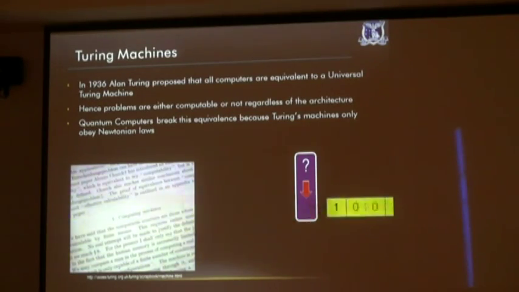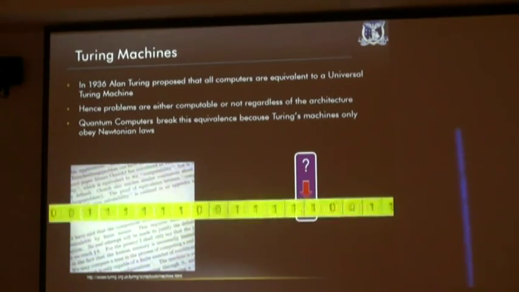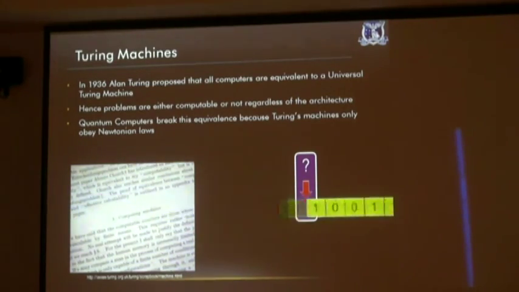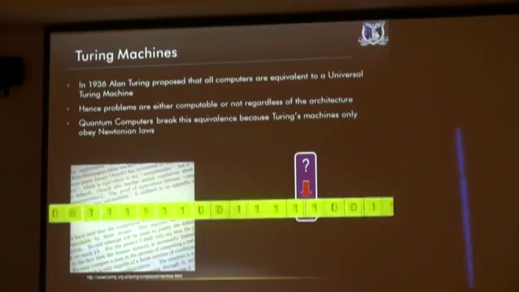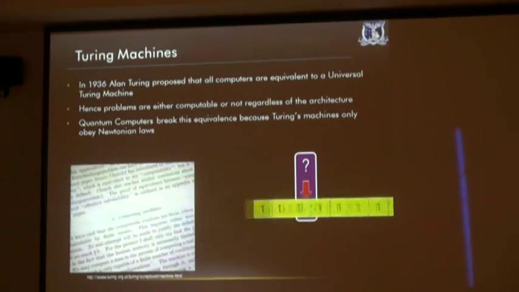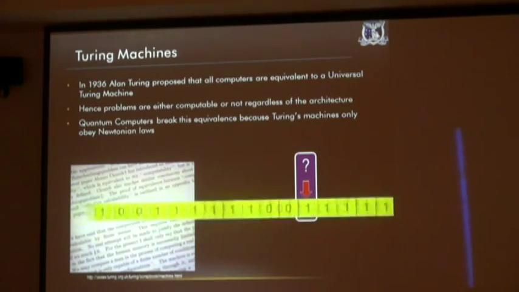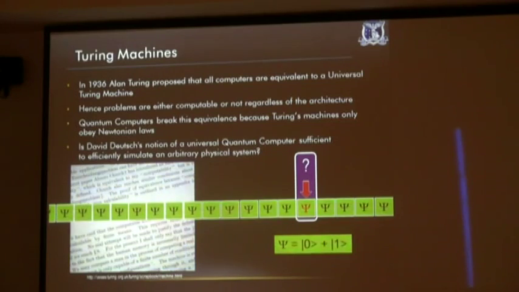But this is a classical computer. Each bit on this tape is either 0 or 1. A quantum computer that I want to talk about tonight will break this equivalence, that we will not have a universal Turing machine because this is based only on classical physics. We'll fast forward to a few years hence, where now our tape will contain the wave function, a quantum mechanical entity which is 0 and 1 simultaneously.